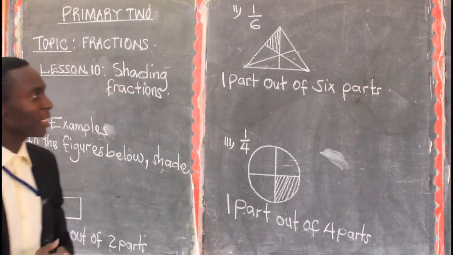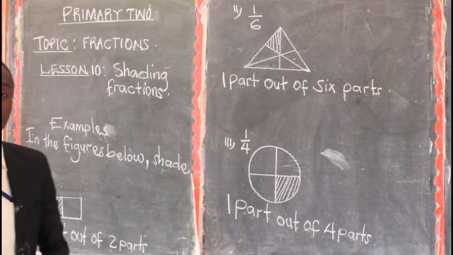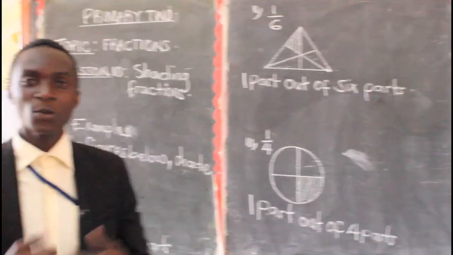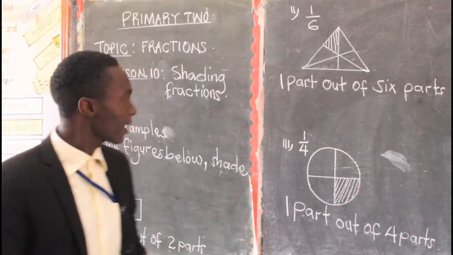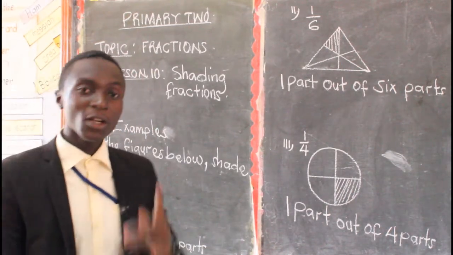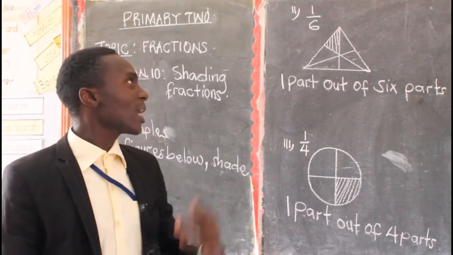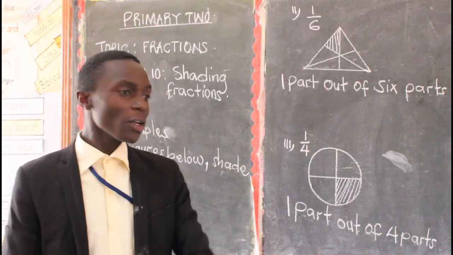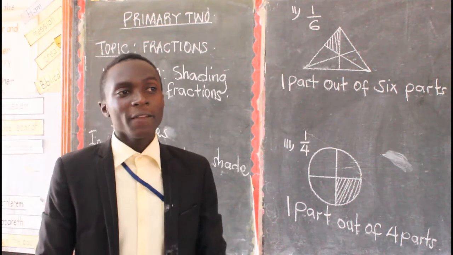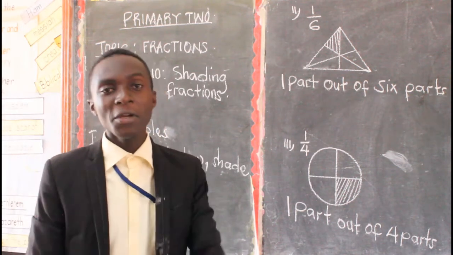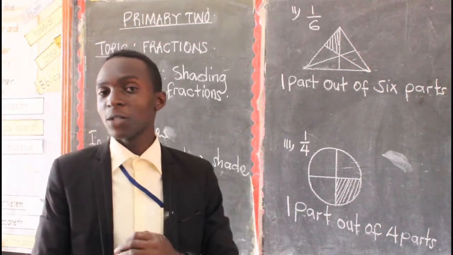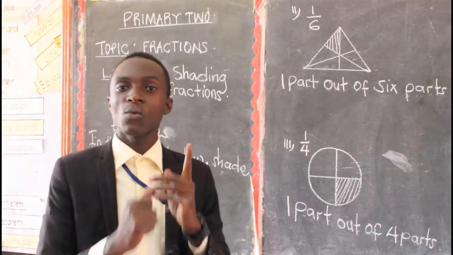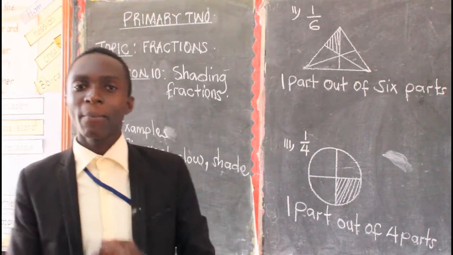So that has been our lesson, good children of primary 2. Our lesson today has been knowing how to shade fractions. If you are given 1 out of 2, you shade only 1 part out of 2 parts. 1 out of 6, you shade only 1 part out of 6 parts. 1 out of 4, 1 part out of 4 parts. If they give you 1 out of 10, you shade only 1 part out of 10 parts. If you are given 1 out of 7, again you shade 1 part out of 7 parts.